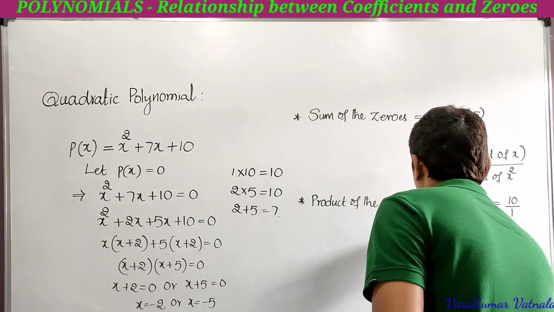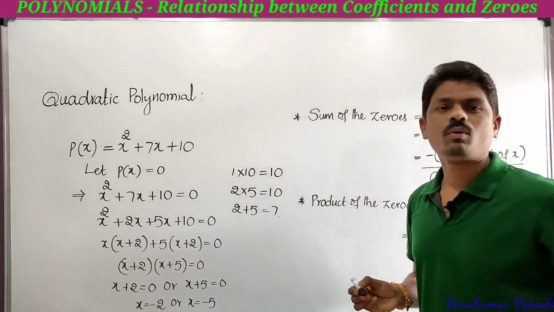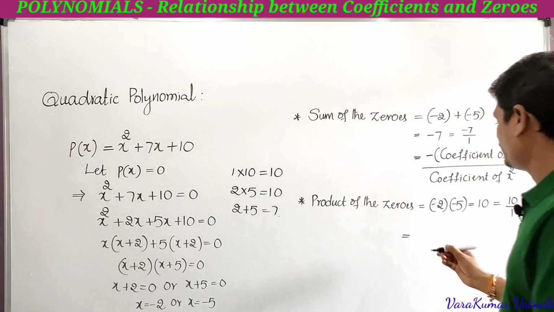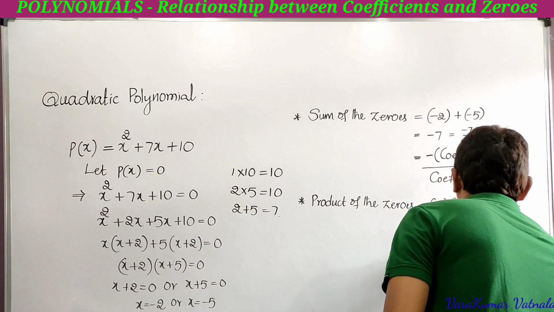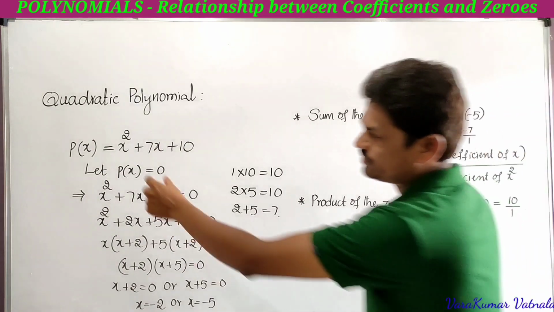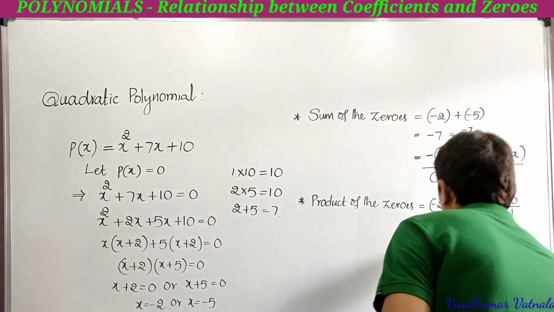Now this 10, what is it? 10 is the constant term in the given polynomial. So we can write constant term divided by 1, which is again the coefficient of x square.